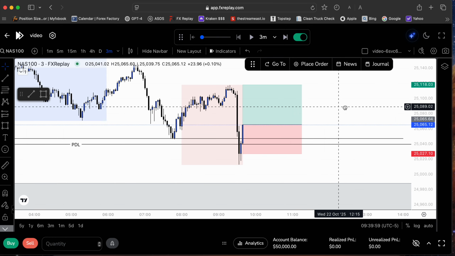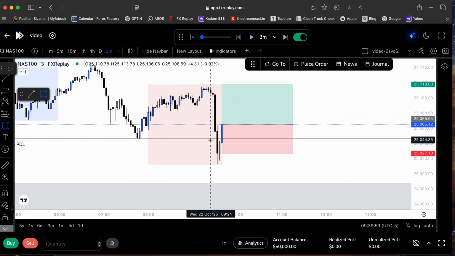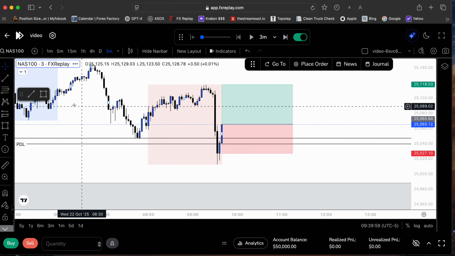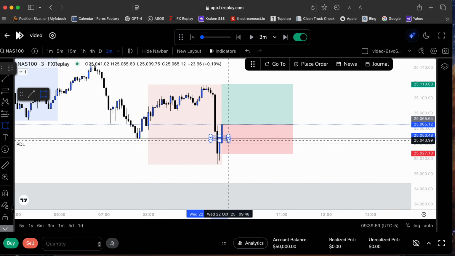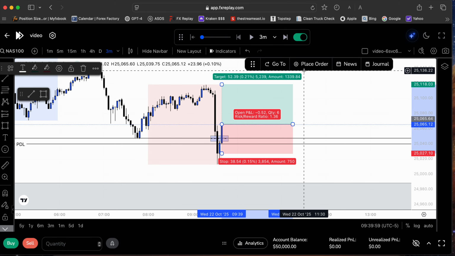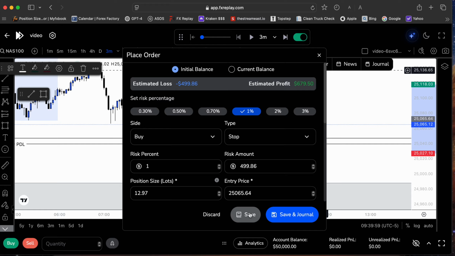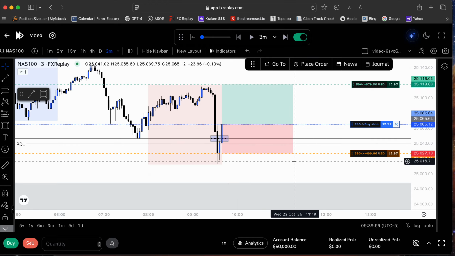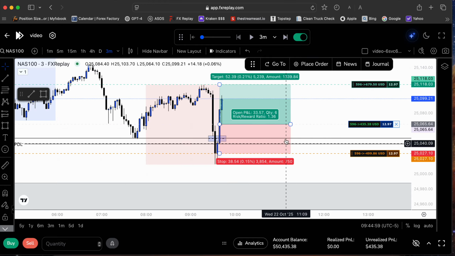And let me just also mark out the inverse fair value gap here. Oops. That's what we just inversed off the PD array. Just to be clear, that's what we're basing the trade off of. So we're gonna take this trade right off the bat, and boom.